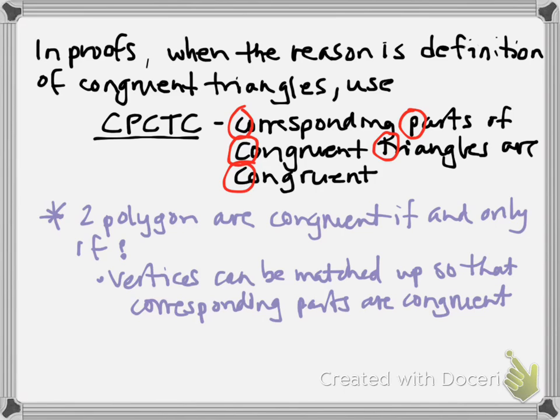So if you cannot get corresponding parts to be congruent, then we don't have congruent polygons. Okay? So polygons means any kind of figure, not just triangles. All right, so I'm going to give you one more diagram. I'm going to tell you some information, and your job is to determine if the two guys would be congruent. Everybody ready? Yes. Okay.